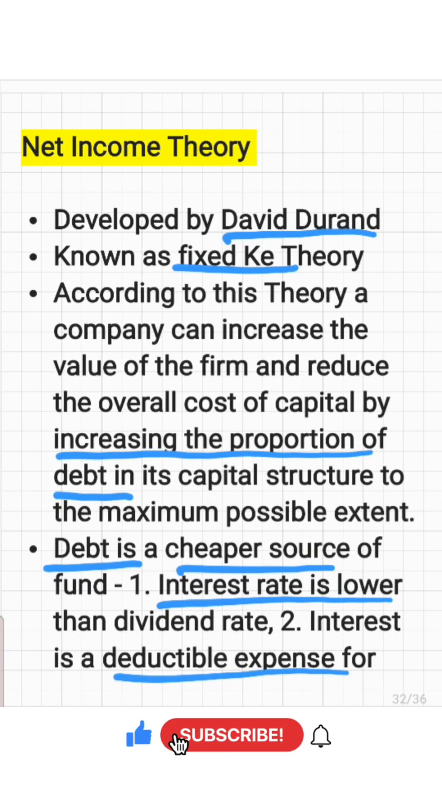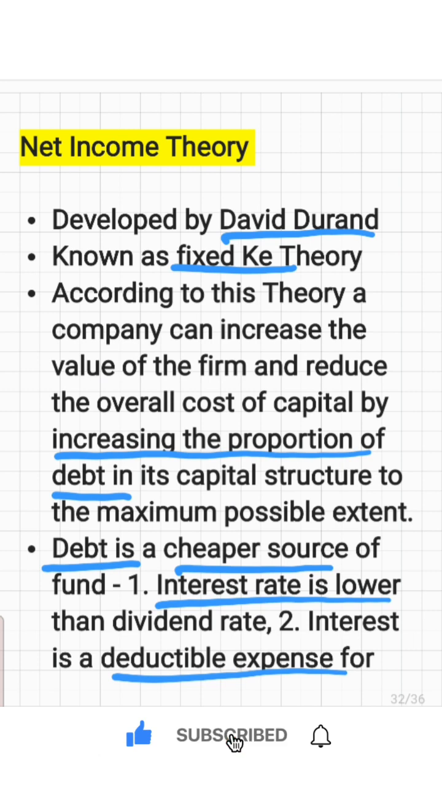And the next concept I have taken is net income theory. It is one of the capital structure theories. A lot of questions are asked from this net income theory, and it was developed by David Durand, and this theory is also known as fixed K theory.